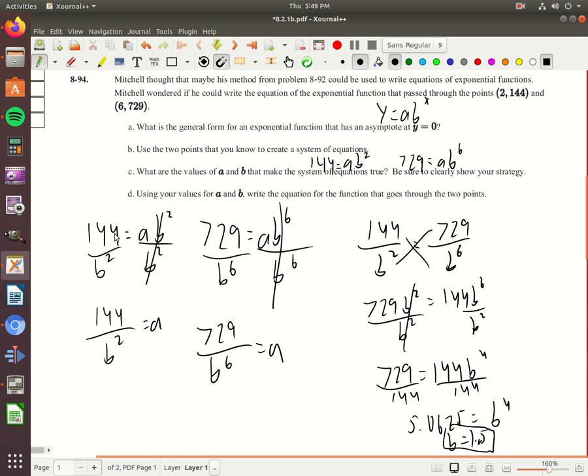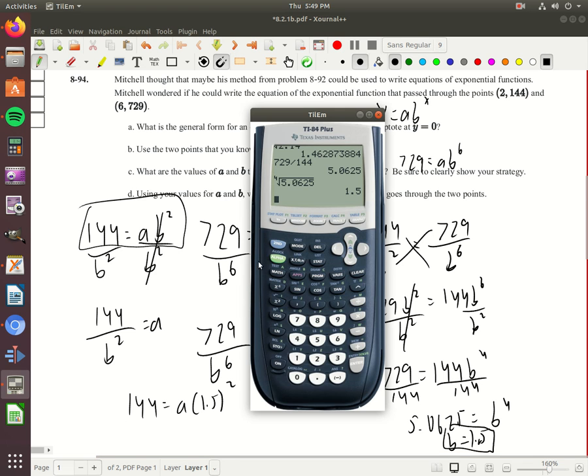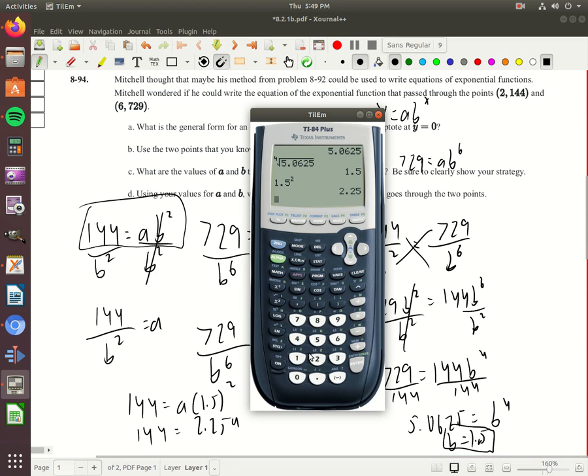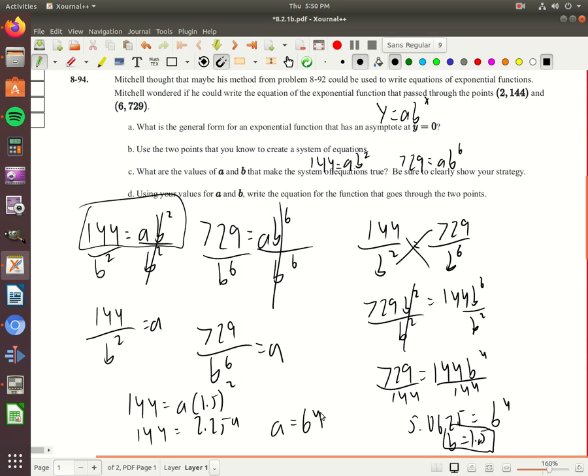So I guess I'll go back over to one of these. It doesn't really matter which one. I'll pick this one. And I'll say 144 equals a times 1.5 squared. I'll use a calculator on this. So 1.5 squared equals 2.25. So 144 equals 2.25a. And now I'll divide 144 by 2.25. And I will get a equals 64. So it looks like I get the equation y equals 64 times 1.5 to the x.